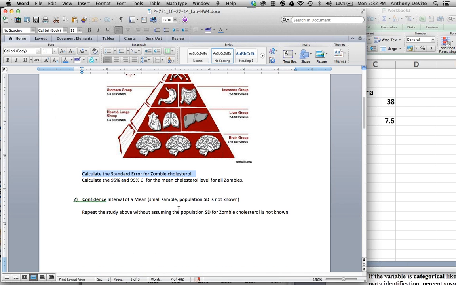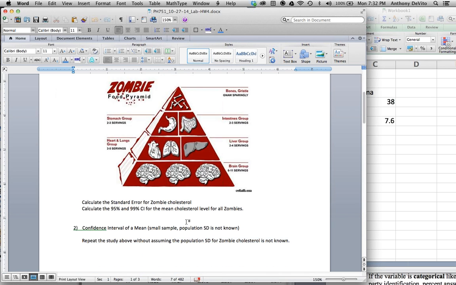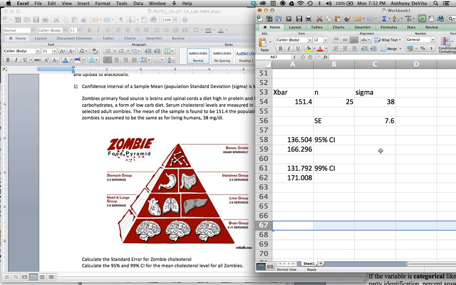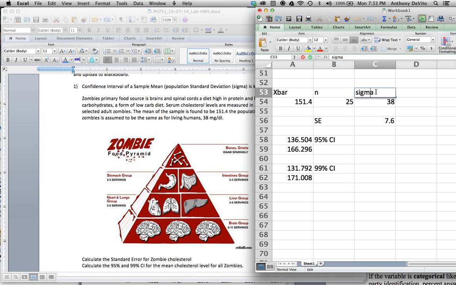Okay, now this time we're going to repeat this, except this time that 38 is going to be the sample standard deviation, not the population standard deviation. So instead of sigma, it's going to be S. Standard error is calculated exactly the same way, right? No change there because I didn't change the sample size. I only changed the fact that I didn't know it was the population standard deviation. Still, it's a small sample, right? So I need to use T instead.